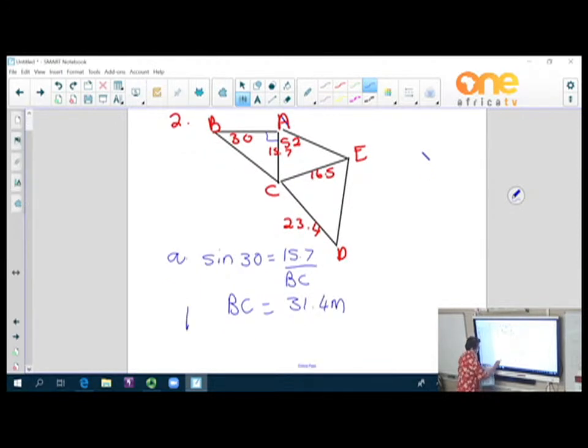Number B. Use the sine rule, so they tell you what to do, to calculate angle AEC. This is what we want to calculate now, and show that. You may not start with that. A show that question means you have to get the answer there. Using the sine rule will then be sine E over, which side is opposite this one? 15.7 is then sine 52 over 16.5. Then we cross multiply now here.